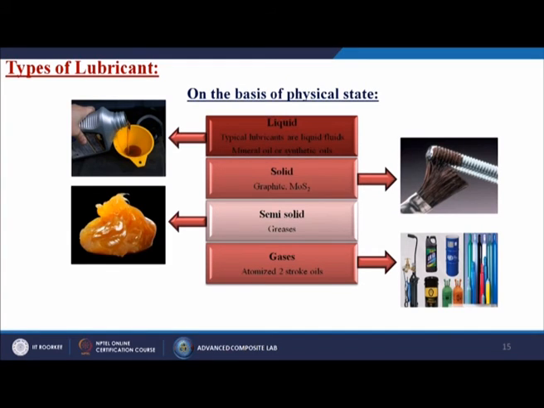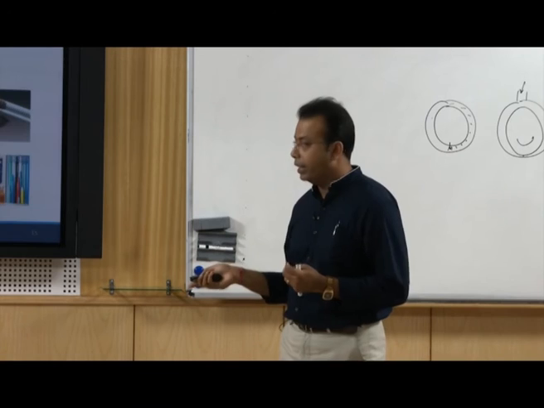Next is the semi-solid, which is called grease. Generally in our automobile parts we are using this kind of system. And gases, atomized two-stroke oil: nowadays we use it for racing bikes or some highly movable parts, where we can use atomized gases to act as a lubricant.